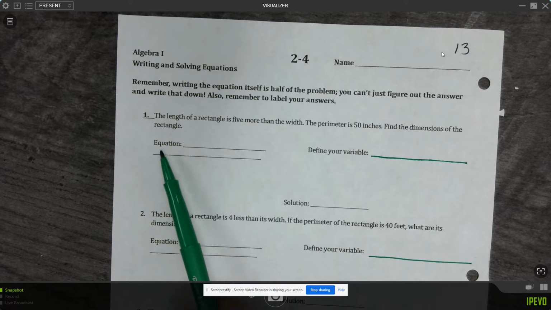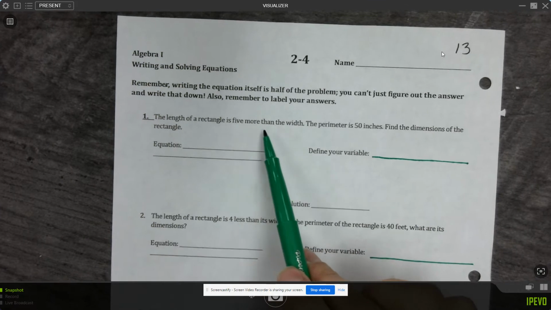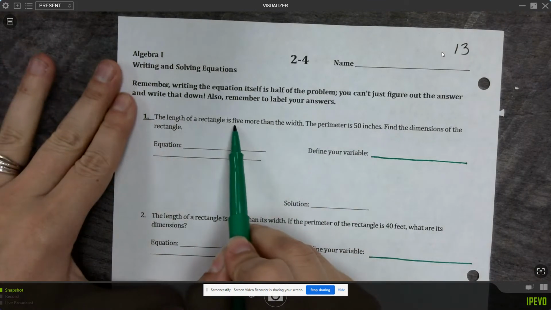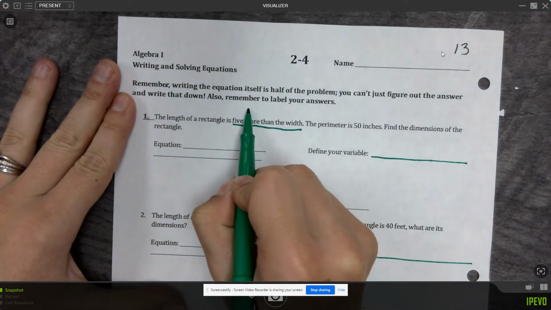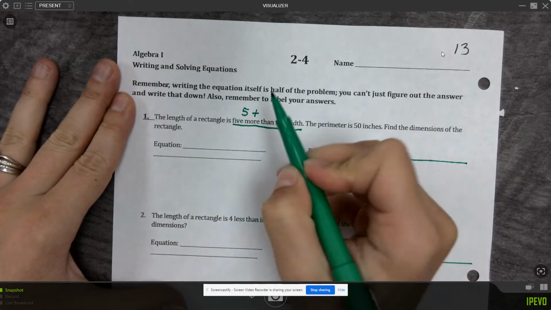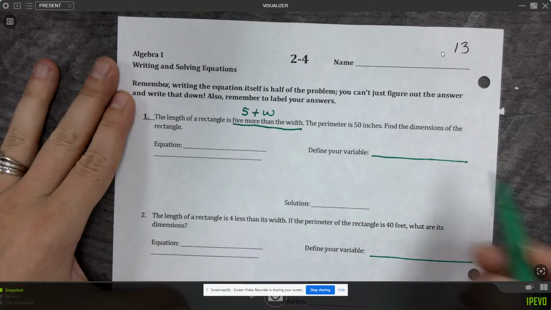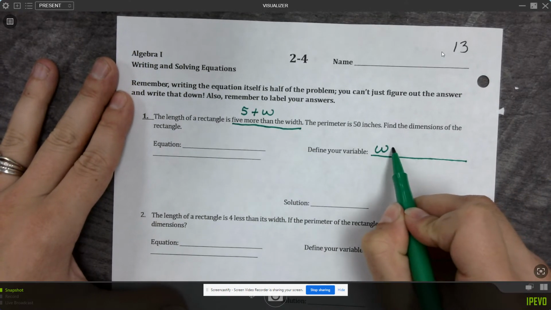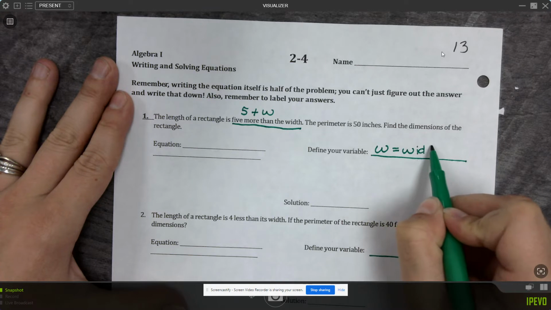And I know equation is written first, but you actually should define your variable first. So when you define your variable, you can pick any letter you want to, but you need to tell me what that letter is going to stand for in this problem, and not a number. I mean, what thing does it mean? What does it represent? The length of a rectangle is 5 more than the width. So this right here, 5 more than the width. So I'm going to use the letter W, and that is going to stand for the width.